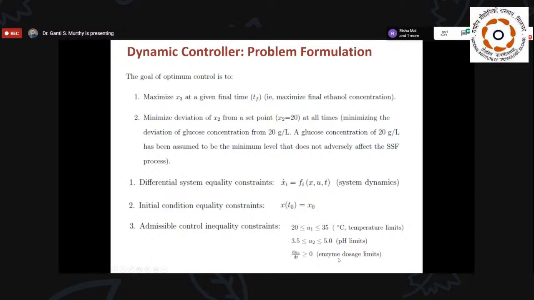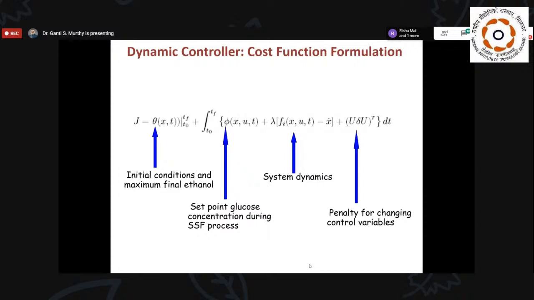You see that the rate of addition of u3, du3 by dt, is greater than 0. What that means is we have a one-way constraint, because enzyme is like a liquid. Once you put it in the fermenter, there is no way you can take it back. Temperature, on the other hand, you can reduce or increase. pH also you can reduce or increase by adding acids or bases. Whereas temperature, you switch on the cold water or hot water, you can increase or decrease the temperature. But the enzyme dosage, once you add, it is there throughout the process. You cannot take it back. So what we specify is that the rate of addition of enzyme is always positive, or positive or equal to zero. That is our constraint.